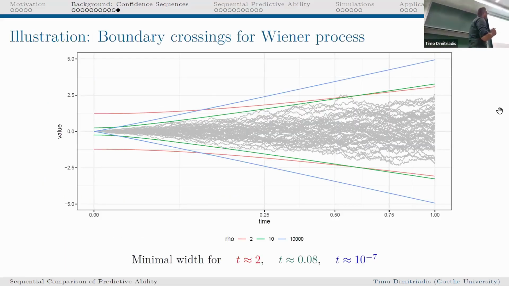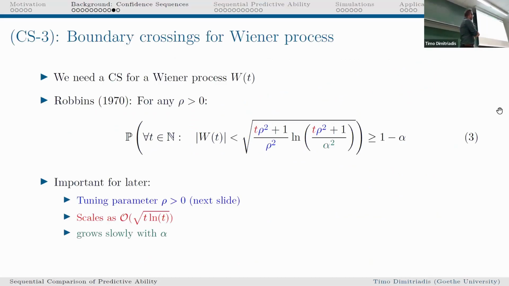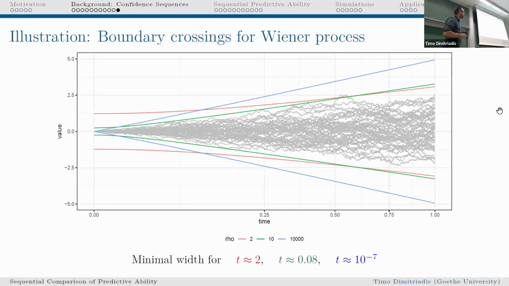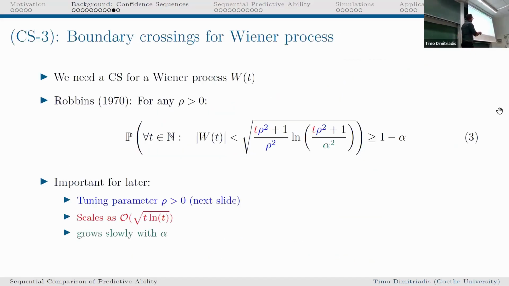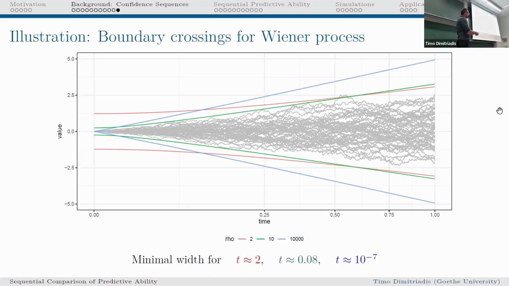Now, what I did here, I plotted that boundary in color for rho equal to 2, 10, and 10,000. And as we saw here, this holds for every rho individually. And now you see these bounds are quite different. And now what you can say is you can optimize the minimal width of the boundaries. You can minimize that width by rho. And then for rho equal to 2, this has minimal width at t equal to 2. I normalize time to 1, so t equal to 2 would be here. The green one has minimal width somewhere here, and the blue one has minimal width here.